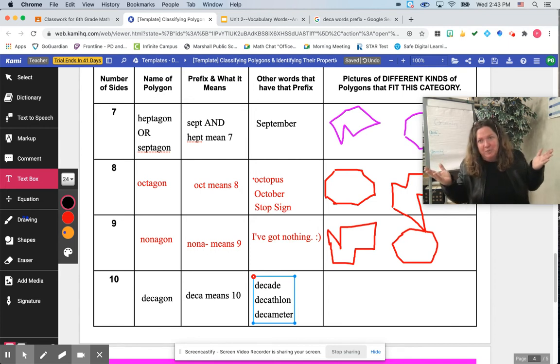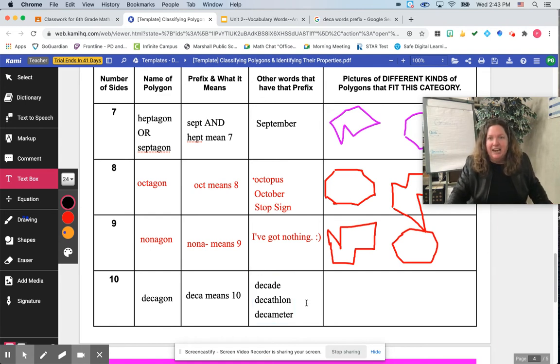It's 10 years. When we talk about decades, we might talk about the 80s or the 90s or the 2000s, or the decade of the 50s or the decade of the 30s. It's 10 years. That's a decade. Decathlon, that's an Olympic event where athletes do 10 different sports. It's kind of a track and field event where they throw, they run, they jump. So they have to do 10 different events to compete in the decathlon.